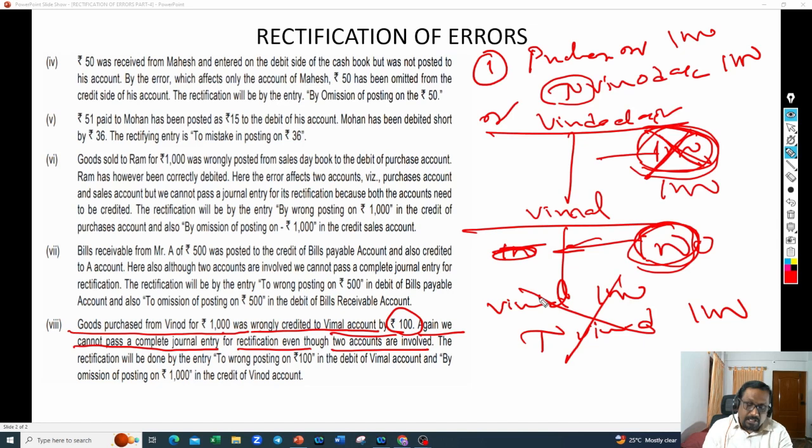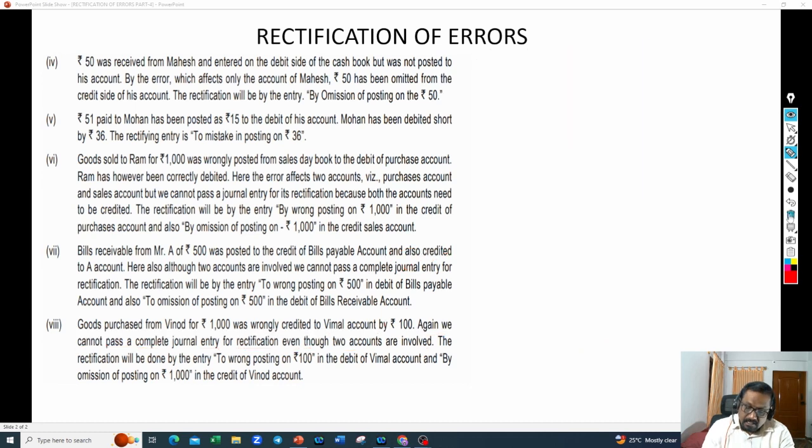So what you are supposed to do here is, we know the wrong account and wrong amount were posted, so on the Vimal account you write 'to wrong account and wrong amount posted', 100 rupees. And here, for Vinod account, 'to omission of entry', 1000 you need to write. So this is how you need to write the entry and close this rectification. Are you getting my point? This is how the rectifications have to be done if those errors are identified before preparing the trial balance. I hope you are clear about the topic, right?